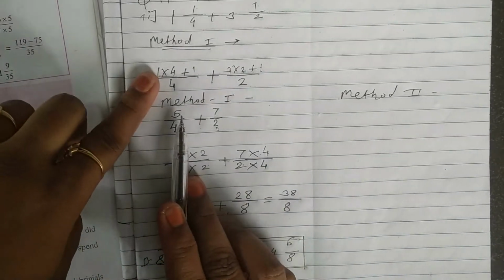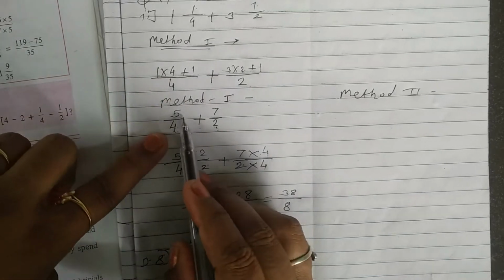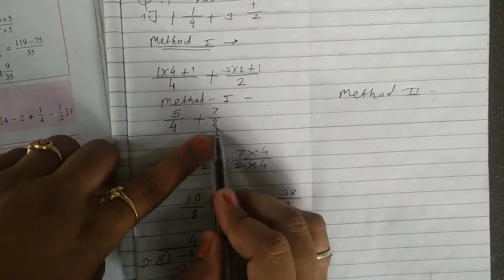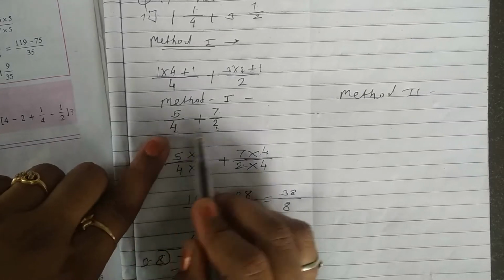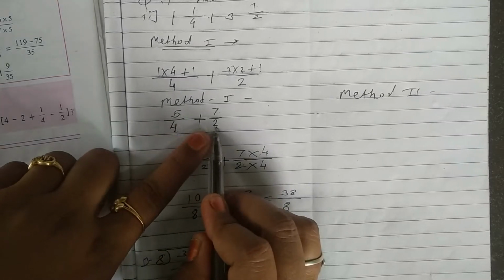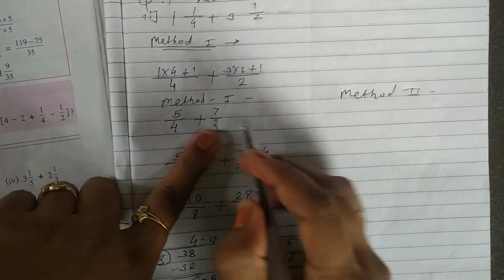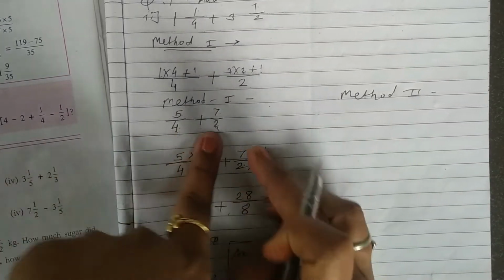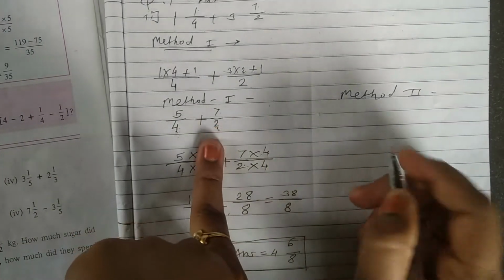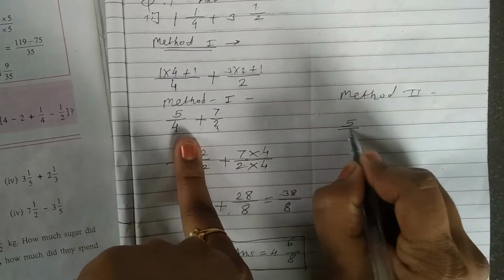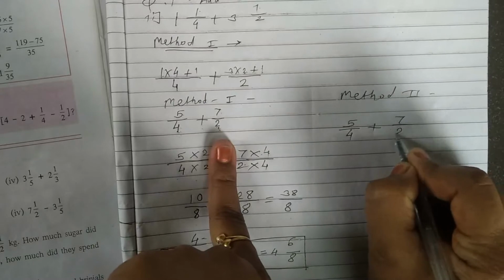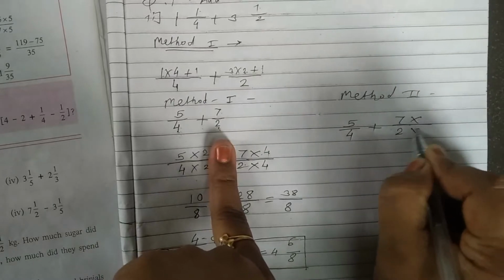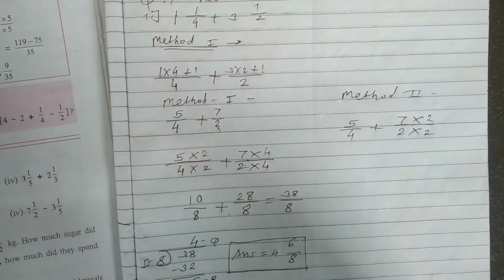Till here your step will be same. Now see student, 5 upon 4 and 7 upon 2. 4 and 2. In 2's table 4 is there. At which position? 2 2s are 4. So you only make this 2 as a 4. So we multiply only this side by 2. See, first number as it is plus second number as it is. Multiply up and down by 2.